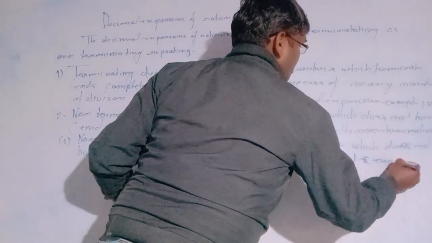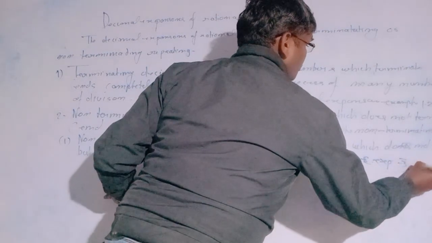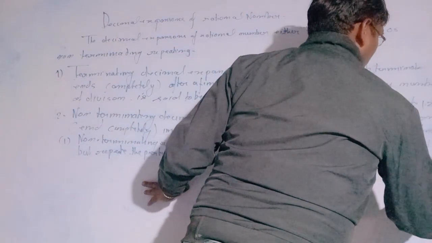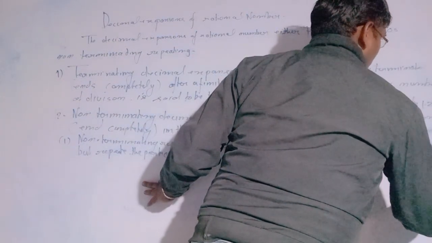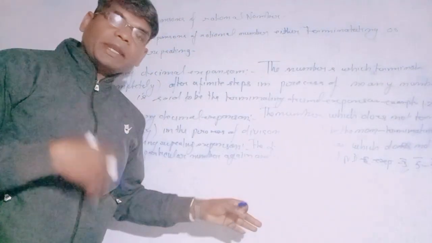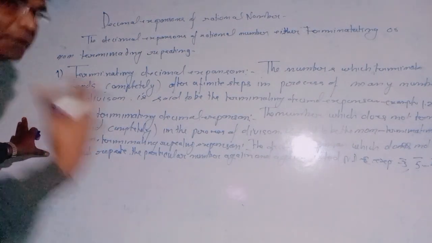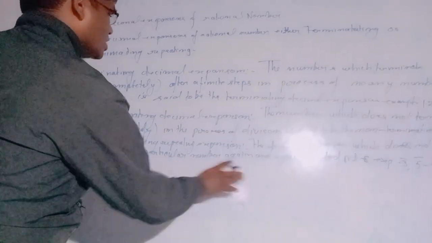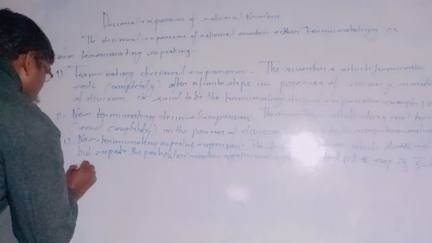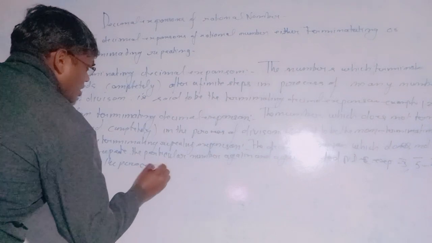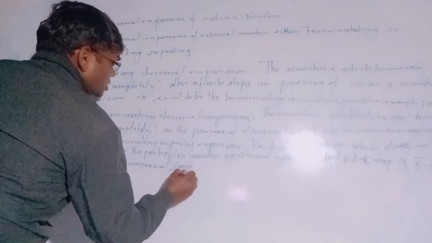Example: 3.5 with a bar over the 5. Okay, this becomes 5 5 5 many times. So this is the non-terminating repeating decimal expansion. Okay, non-terminating decimal, process of divisions. A particular number repeats again and again after the process of long division.